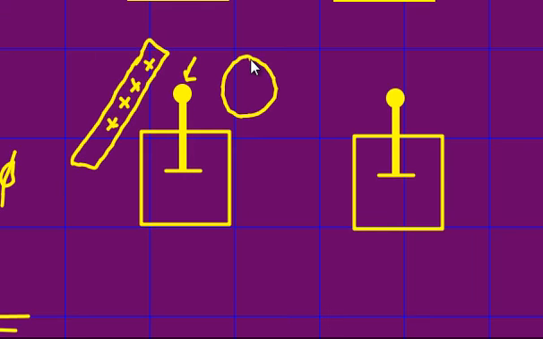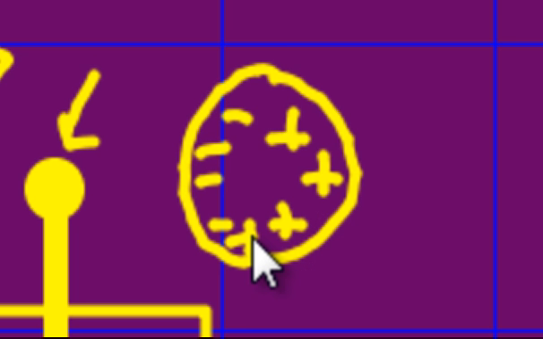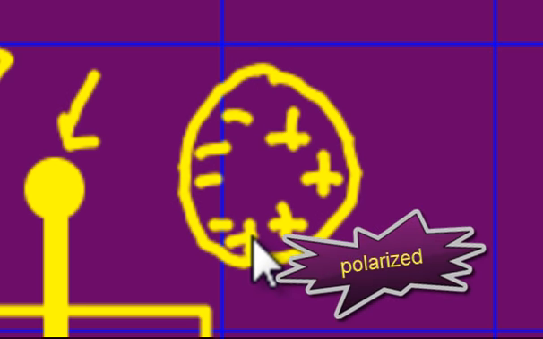So notice that the sphere is still neutral, but now the charges have separated. It's polarized. We've polarized the sphere. Now, while the sphere is polarized here, we are going to ground the sphere.